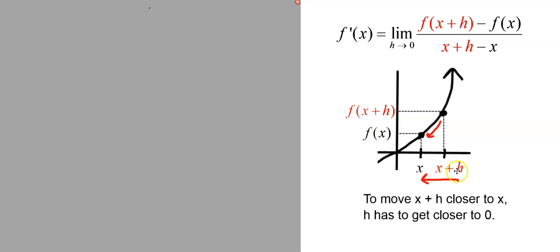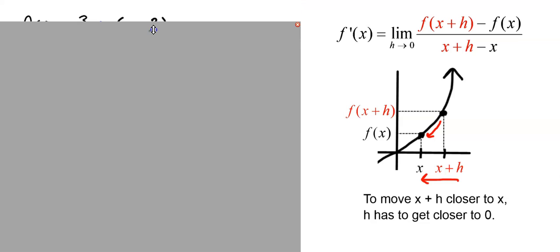In order for x plus h to move closer to x, h has to get closer to 0, which is why we take the limit as h goes to 0. To use this definition for deriving a derivative function for any particular function, we just have to substitute x and x plus h into the actual function to get the function value.